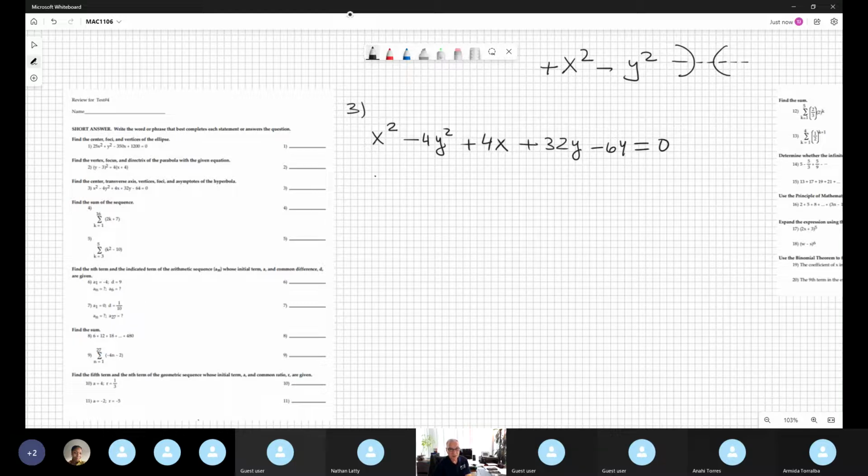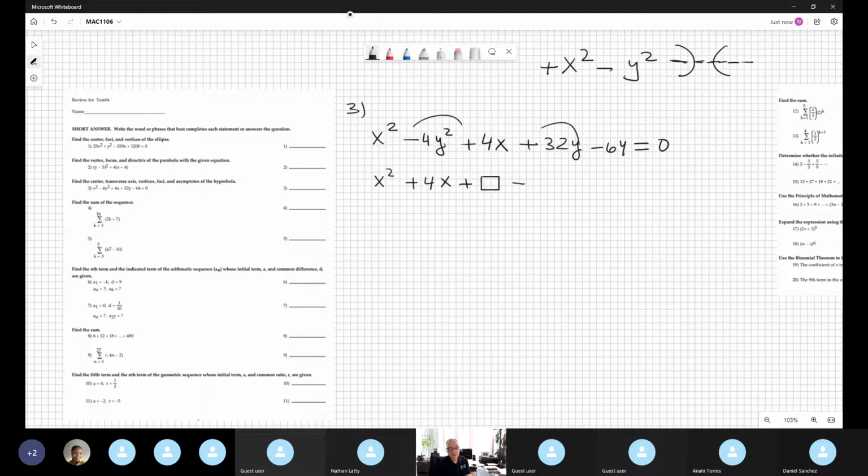Let me try. You copy x squared. This is called, guys, the transverse axis. Sometimes I forget the name. Transversal axis. You group the x part and complete the square. And you copy the y part, this and this.